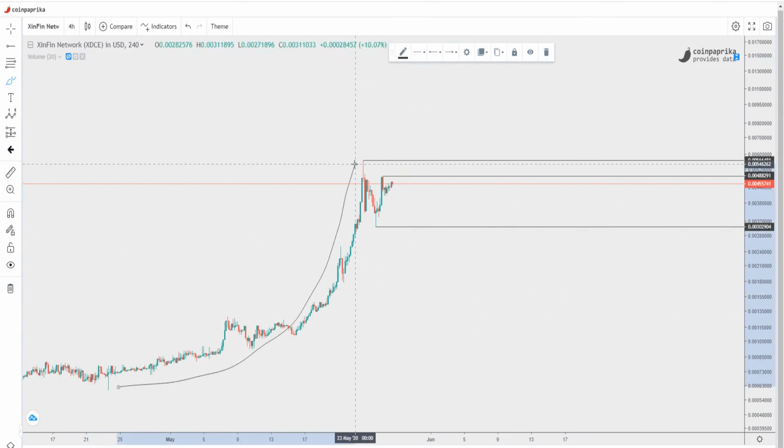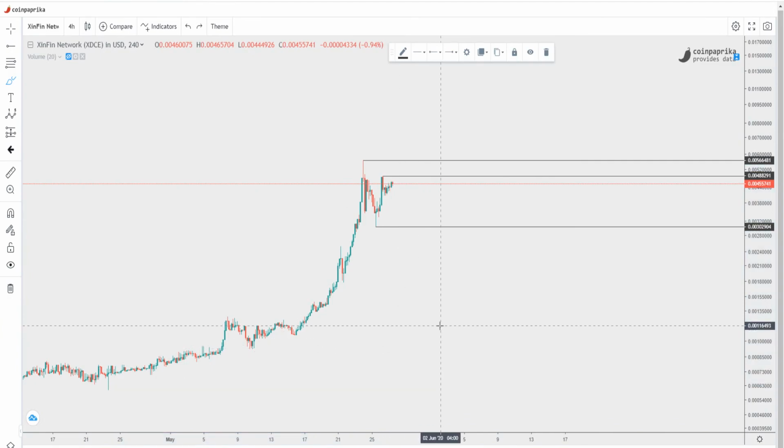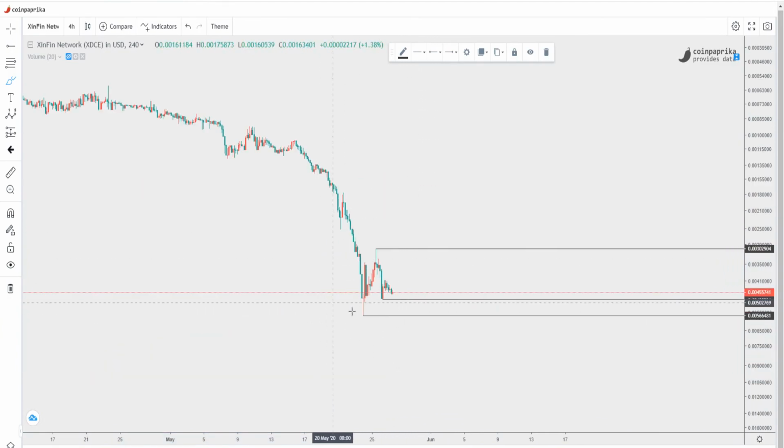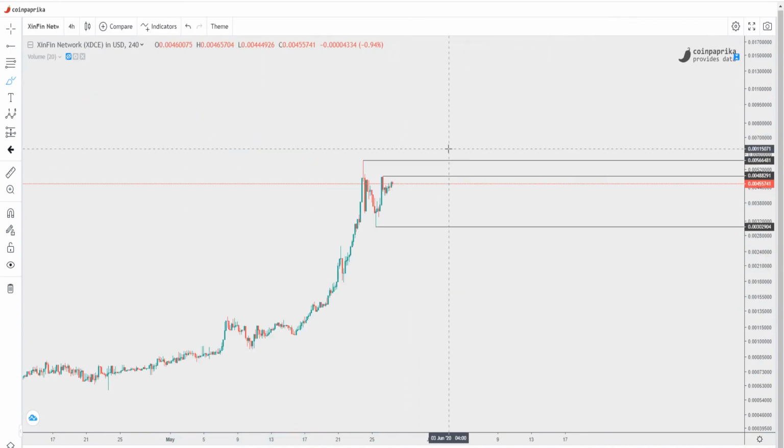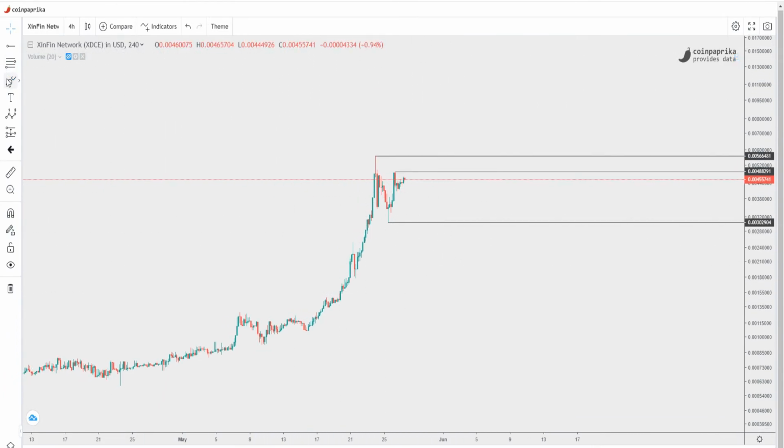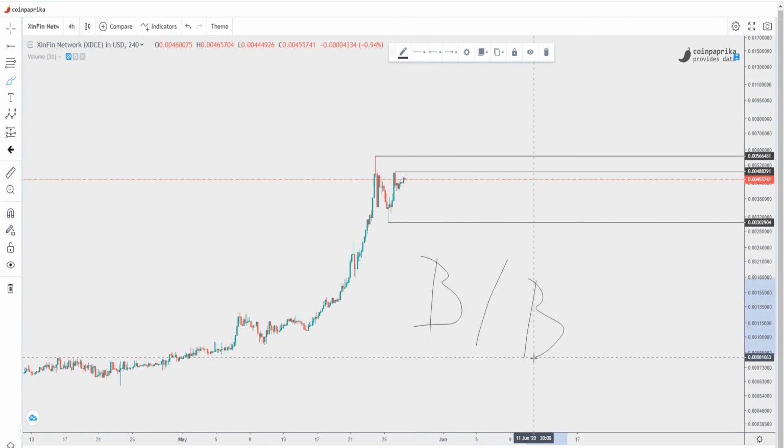So the bulls are in control here, right? But what if this was the scenario? The bears would be in control, right? So one nature doesn't match with the other. It can't be both bull and bear. It has to be either bull or bear.